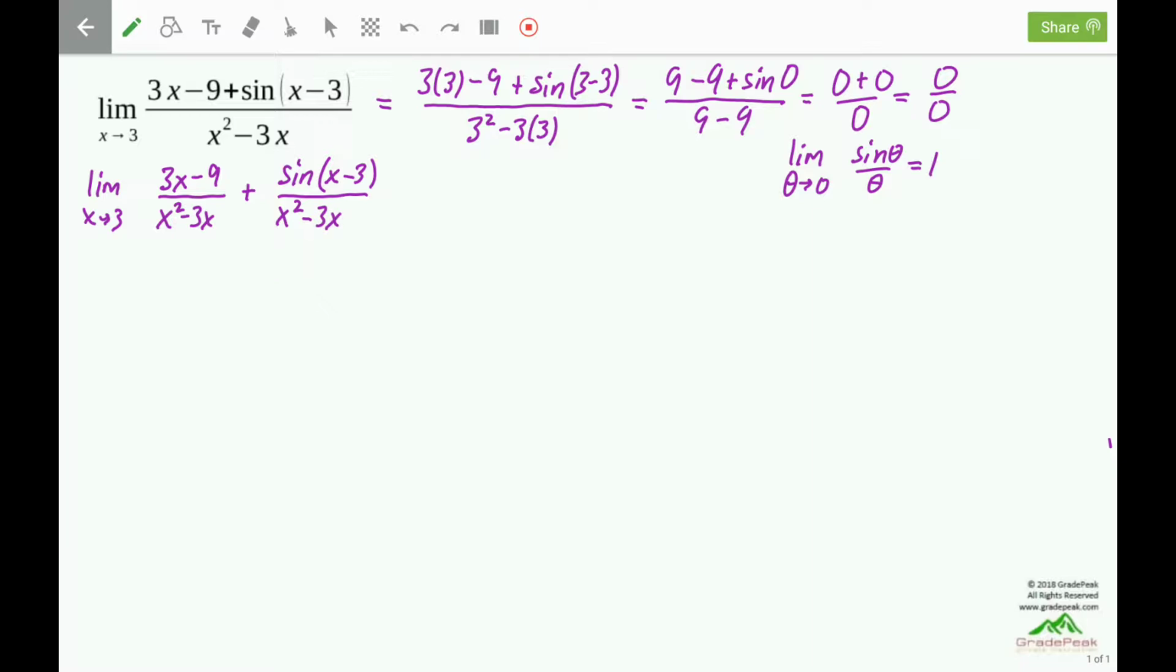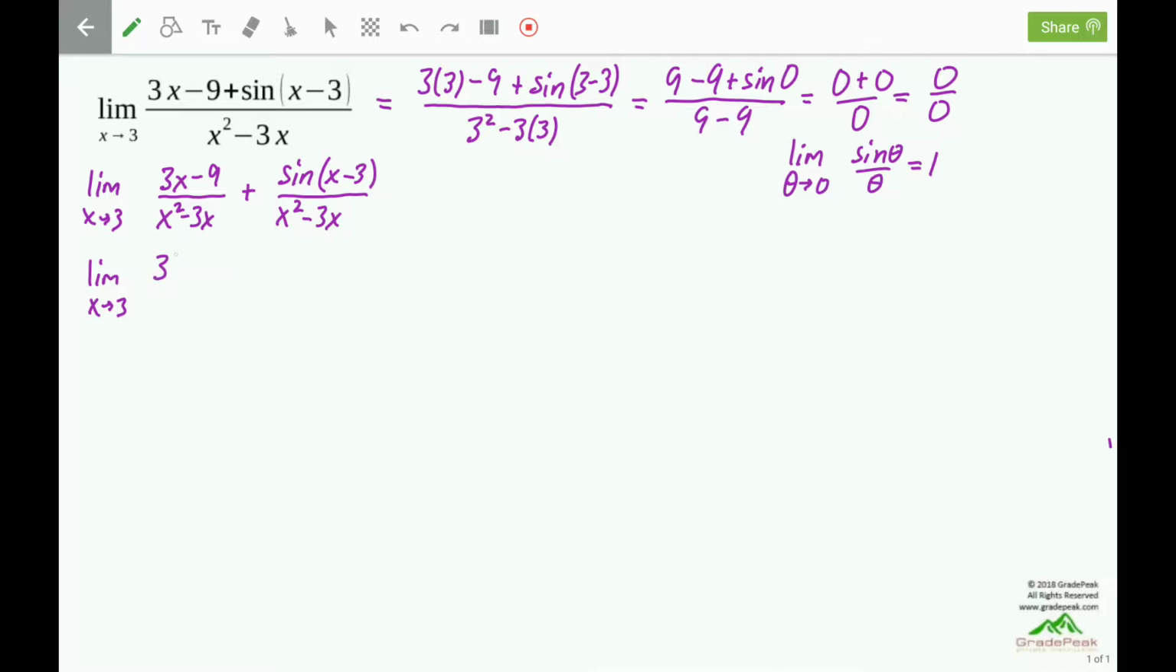Now both of these fractions as x goes to 3 are 0 over 0, and each is going to be worked out in its own respective way. The first fraction is power functions. We're going to try a factor and cancel method for that fraction. And then the second fraction has a sine function. We're going to isolate it. So limit as x goes to 3.